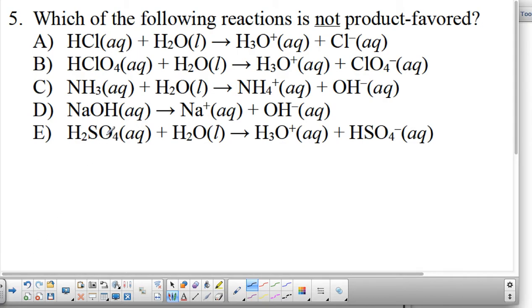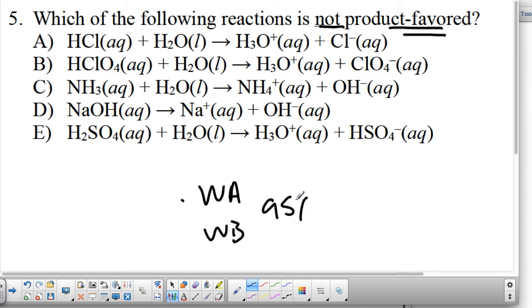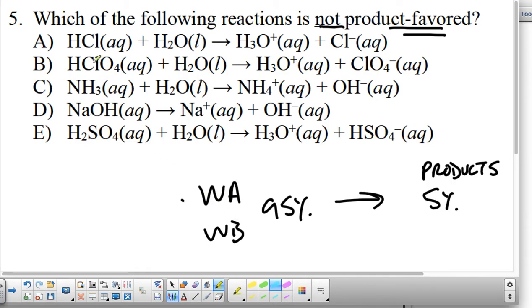Next one, number 5. Which of the following reactions is not product favored? Remember, a product favored reaction means you're going to produce a lot of products and very little reactants. In terms of acid-base, for any weak acid or weak base reaction, 95% of the reactants stay together and you only produce roughly, at best, 5% products. So really, when it says it's not product favored, you're looking for the weak acid or the weak base.